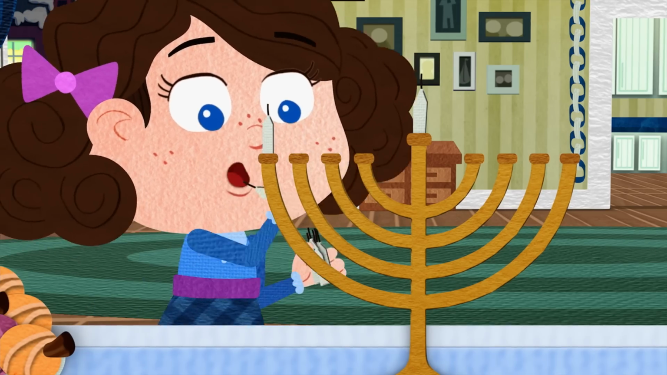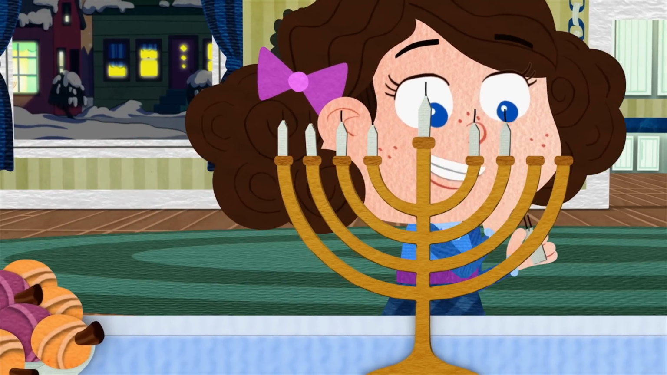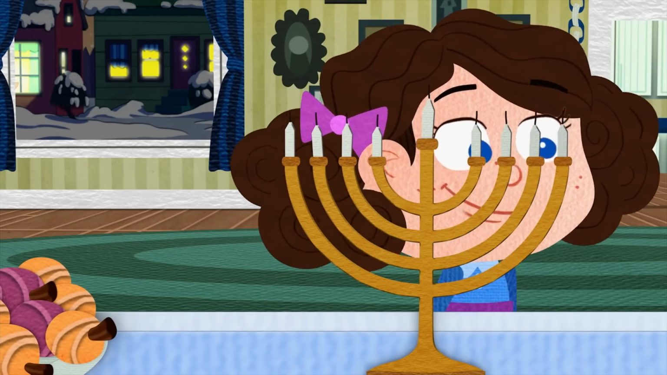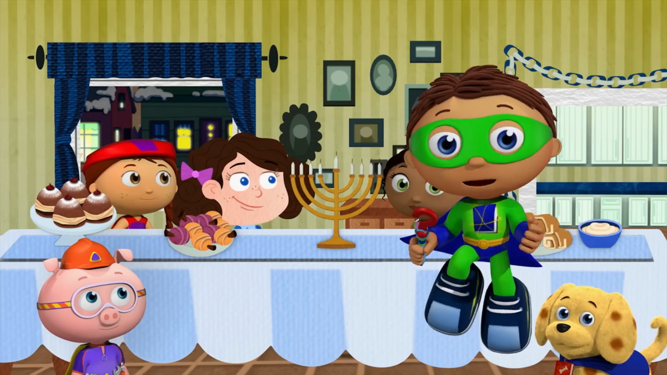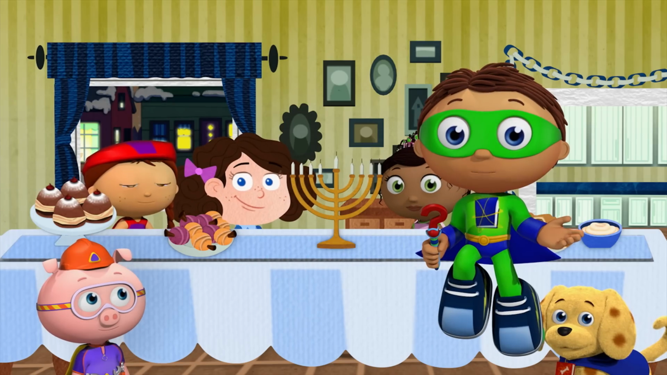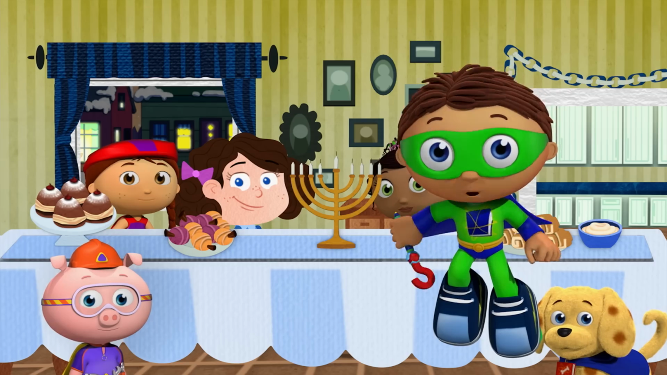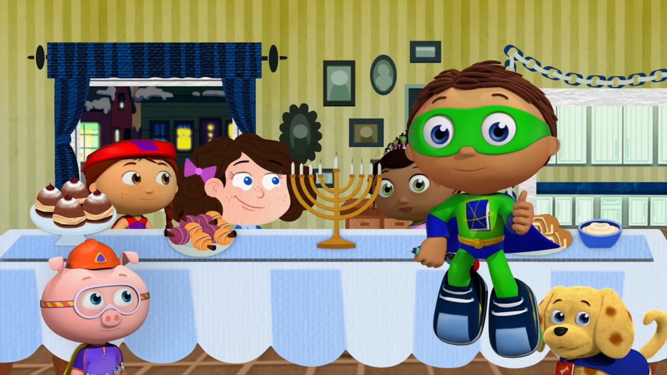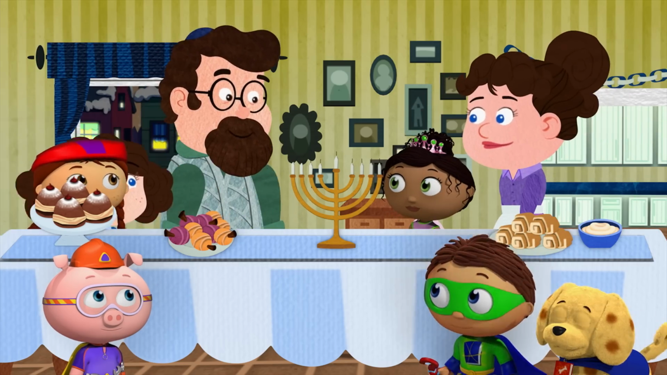1, 2, 3, 4, 5, 6, 7, 8. That's what I need. 8 candles. Did the word 8 help Judith get enough candles for the menorah? Yes! Yes. Super job, super readers. We changed the story and saved the day. Let's light the menorah.